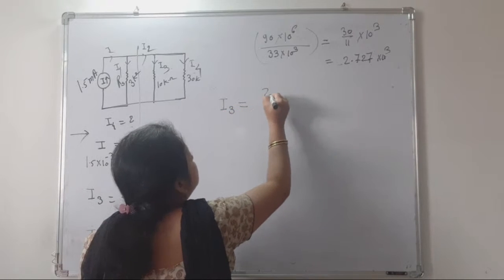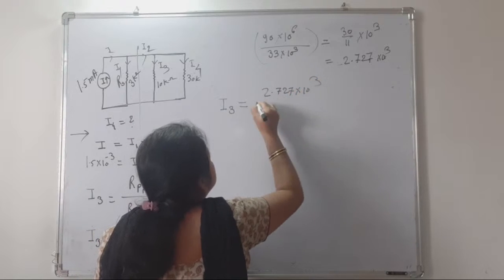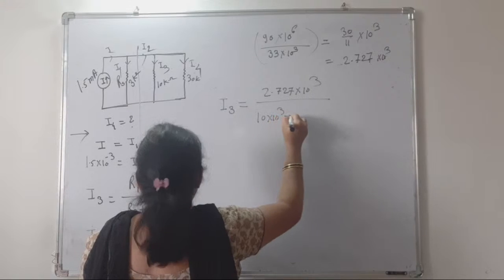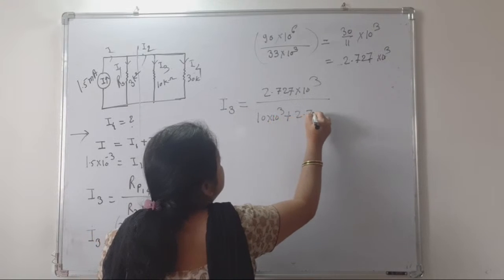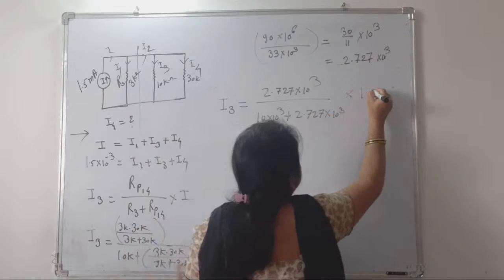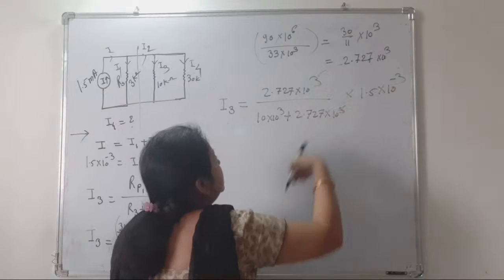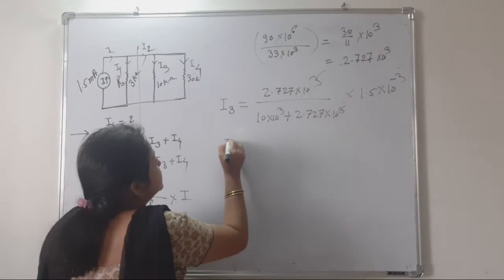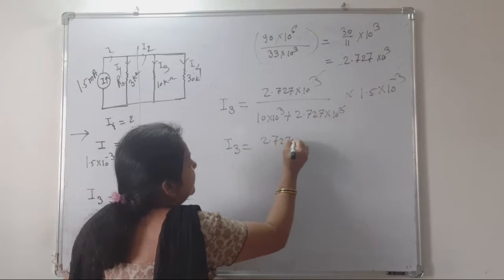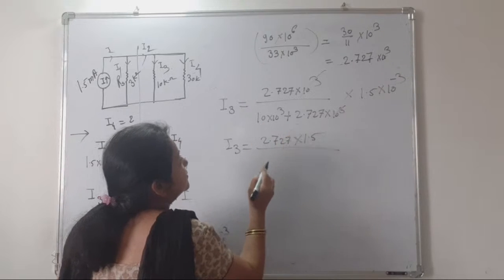So how do I calculate I3? I3 is equal to 2.727 into 10 raised to 3 upon 10 into 10 raised to 3 plus 2.727 into 10 raised to 3, multiplied by 1.5 into 10 raised to minus 3. The 10 raised to 3 cancels. So I3 is equal to 2.727 multiplied by 1.5 upon 10 plus this one.